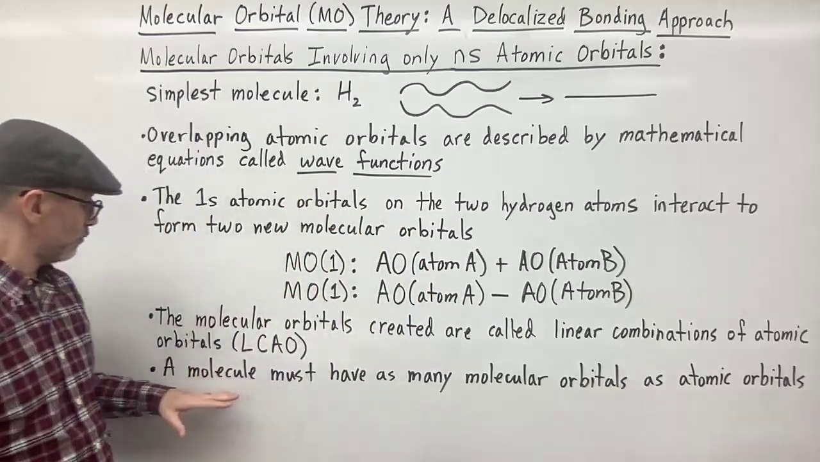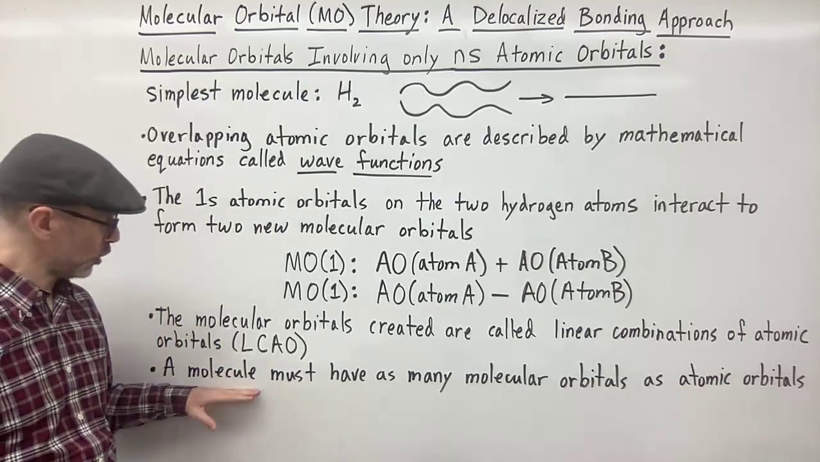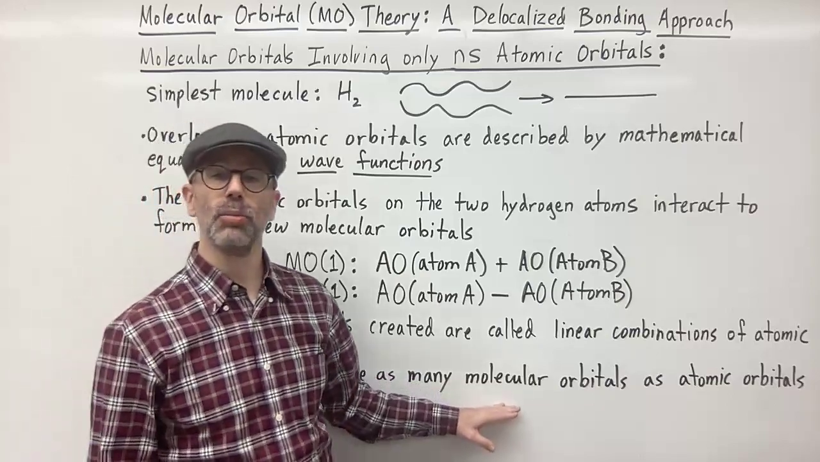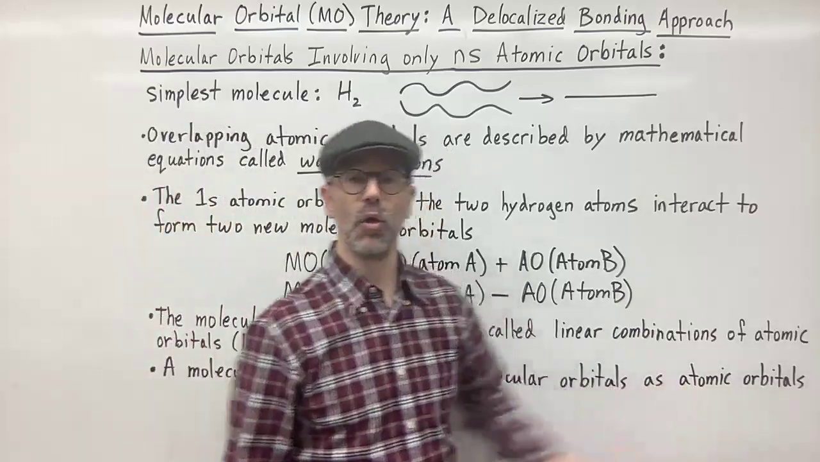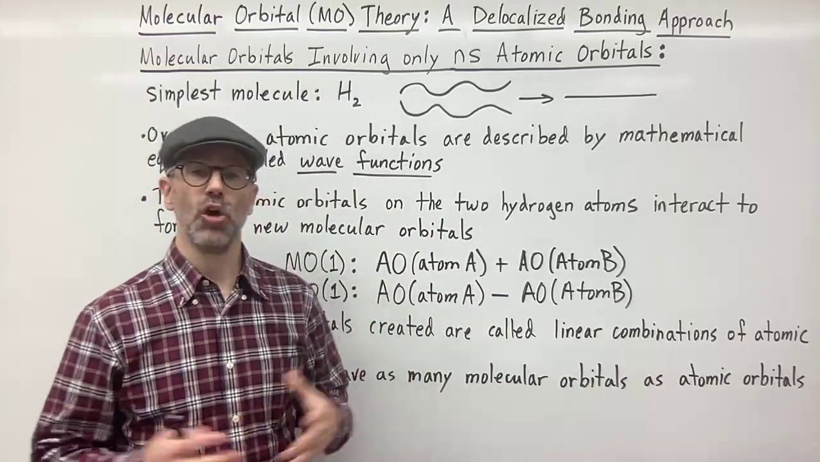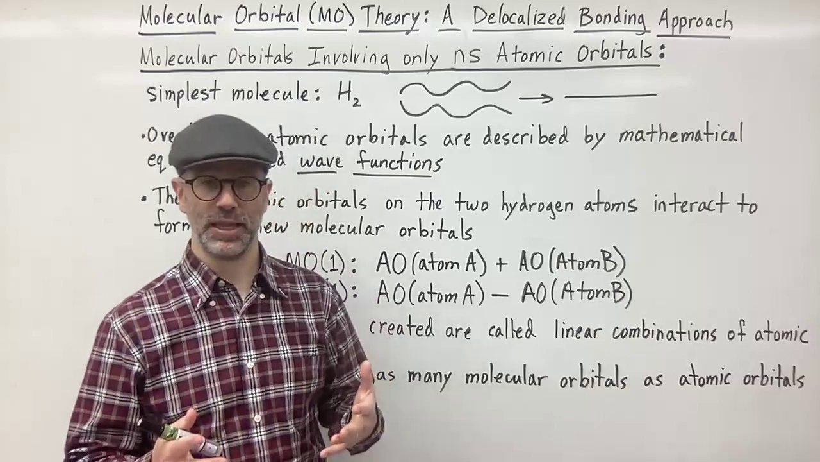And so one thing that we need to keep in mind is that a molecule must have as many molecular orbitals as the atomic orbitals that are interacting with each other. So again, this is kind of like the hybridization that we saw with valence bond theory, right?